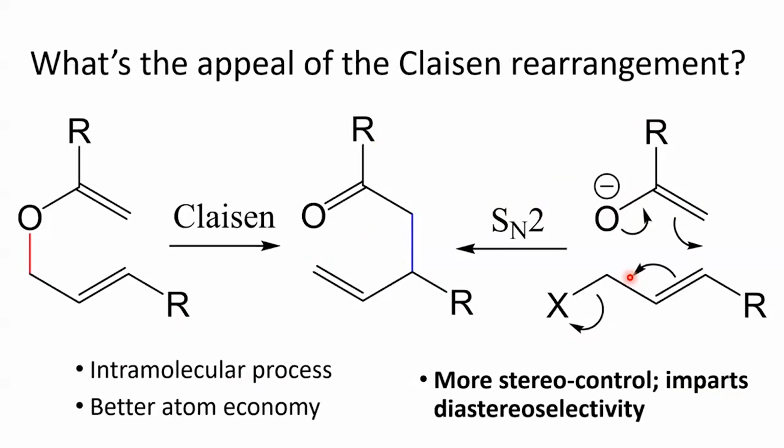So in general, what's the appeal of a Claisen rearrangement compared to, say, something like an SN2 reaction, which could generate the same desired product shown here in the centre? Well, the benefit of the Claisen over an SN2 reaction is that the Claisen is an intramolecular process, which typically means you have more control and fewer byproducts. You have 100% atom economy for the reaction, but probably the biggest benefit is you gain more stereo control. So there are various factors that you can take advantage of to impart diastereoselectivity on the products.